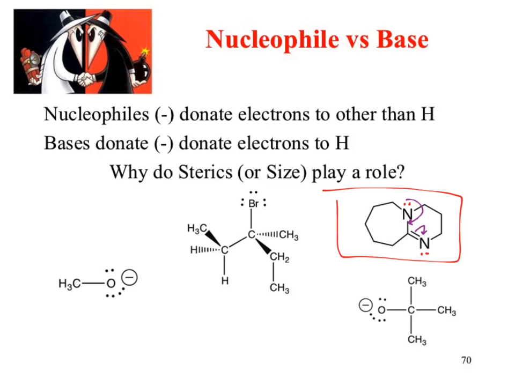What can the top nitrogen do? Resonance, which does what to its basicity? It reduces it, makes it less basic. Can the bottom one do resonance? Nope. Which means the bottom one is our basic atom. Okay. Make sense?